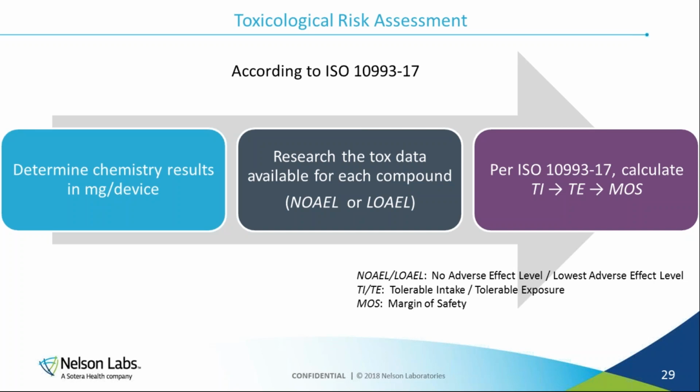And then once those levels are found, we move on to do calculations according to 10993 Part 17, where we're calculating a tolerable intake, a tolerable exposure, and then in the end, a margin of safety. That is a ratio of what came off the device and what's acceptable or considered safe. And hopefully we want to be very well above a 1 to be considered safe.